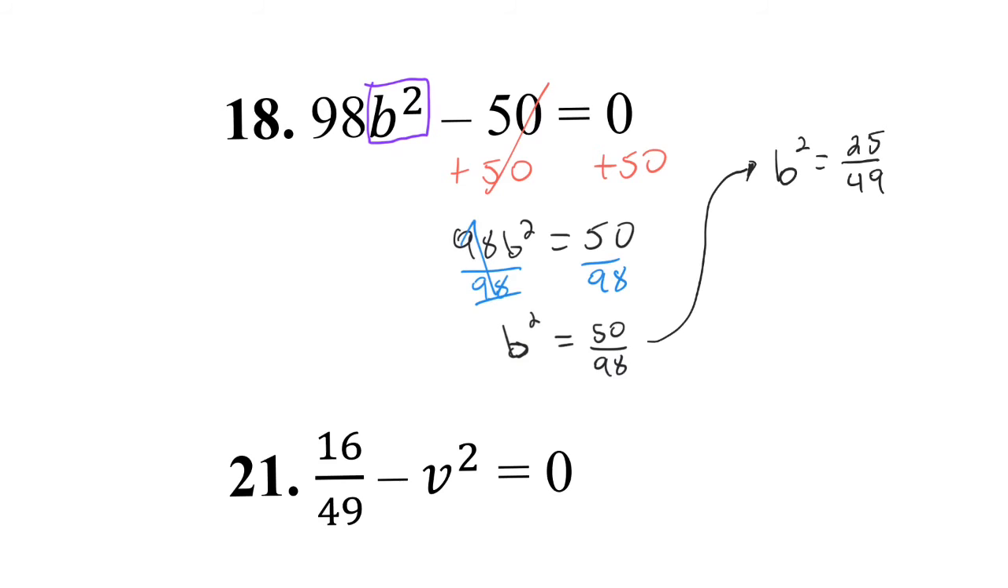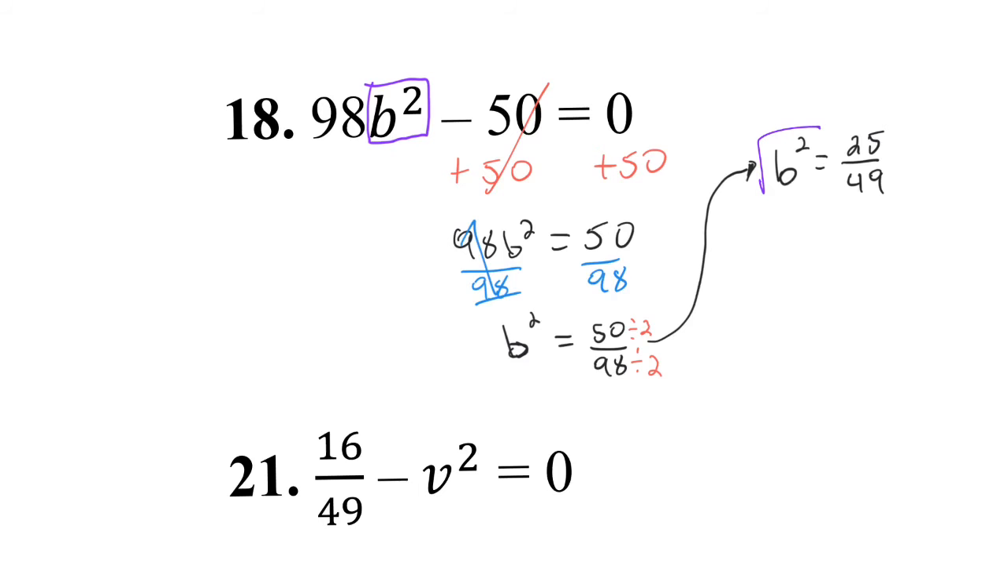Now, how do I get those numbers? Remember that I divide by 2. 50 divided by 2 and 98 divided by 2. So 50 divided by 2 is 25, 98 divided by 2 is 49. You guys reduce the fraction. Notice the numbers. They are perfect square numbers. They have perfect square roots. So I'm going to use the square root rule.